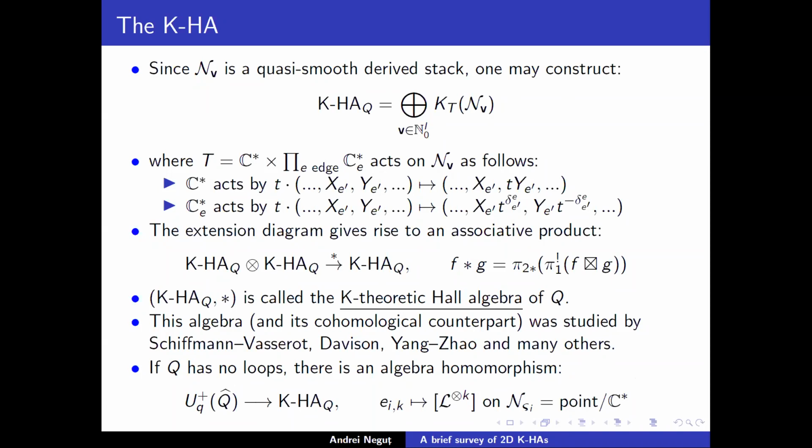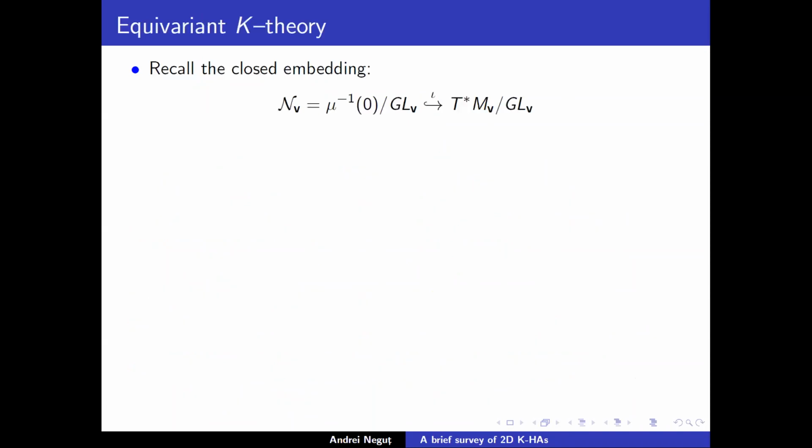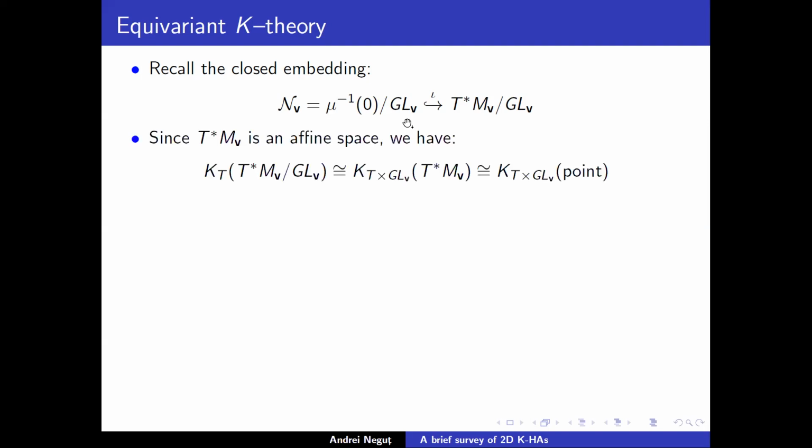So you get an algebra homomorphism, and the K-theoretic Hall algebra is going to be something bigger, some bigger algebra. How do we understand it? Well, remember how N_V was defined. It was defined as essentially an affine subvariety of affine space modulo GL_V. So T star M_V is affine space times affine space, and you had this mu inverse of 0, which is essentially cut out by a bunch of polynomial equations.